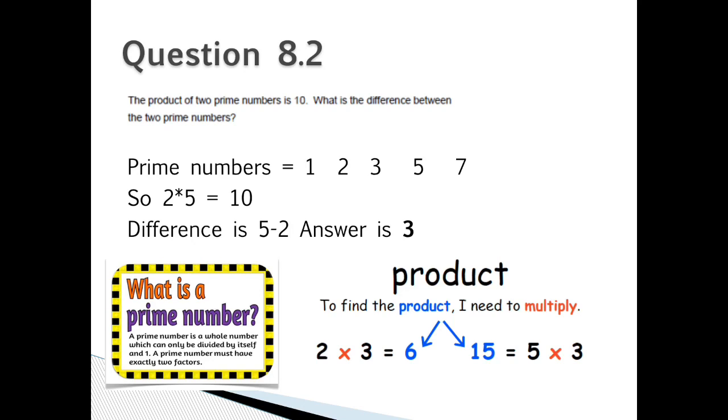So, if I am looking for a product, and you find a product when you multiply, if I'm looking for a product 10, what are my prime numbers? So which two numbers multiplied will give me 10? 2 times 5 is 10. And the question asks for the difference between these two prime numbers, which is 5 minus 2, and your answer is 3.